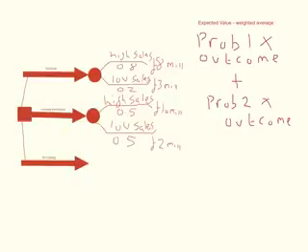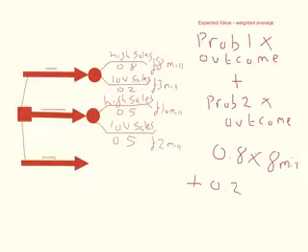So the sum that we would do to work out the expected value, so the average of cutting the price, would simply be to do 0.8 times 8 million plus 0.2 times 3 million.